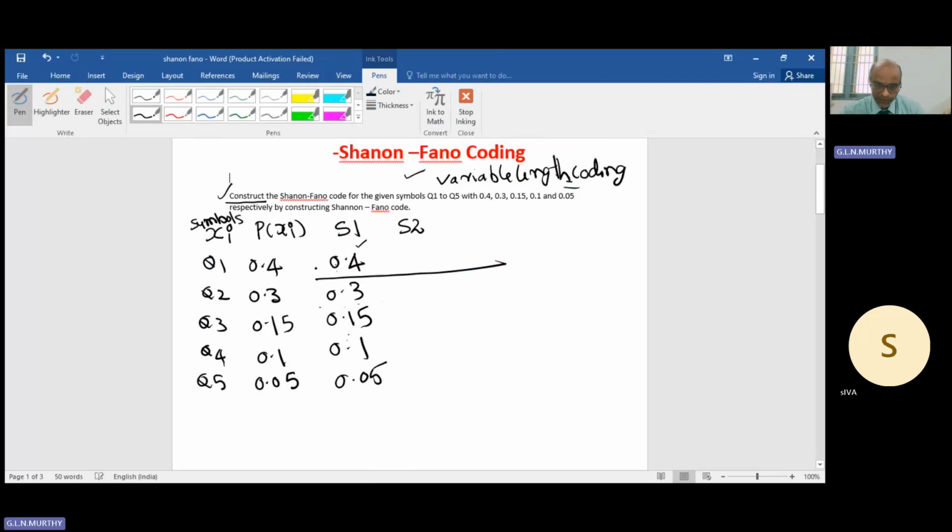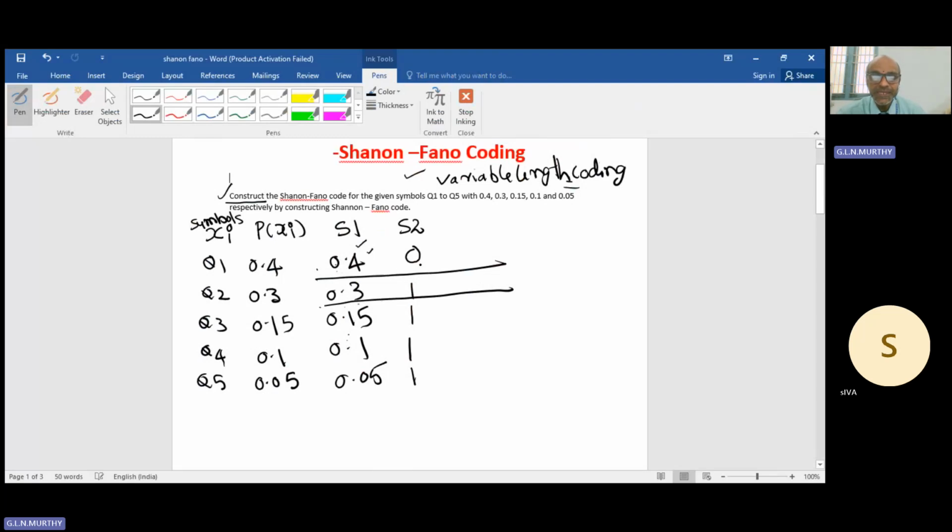Understood? This is 0.4. If you add all these probabilities, how much value? 0.6. If I draw a line elsewhere, 0.7 and 0.3, they are not approximately equal. Done. So the upper one is allocated 0 and the lower one 1. Is there any possibility of dividing this interval? No, as only one probability is there, no further division is possible. But see here, there are 4 values, and I can divide them into equal intervals: 0.3, 0.15, 0.1, 0.05. This is 0.2, so we again divide here into equal intervals.